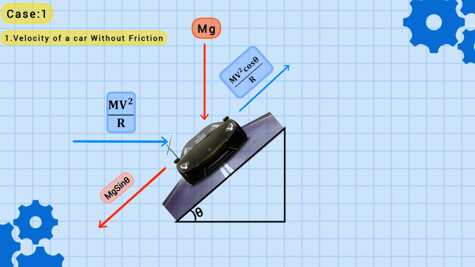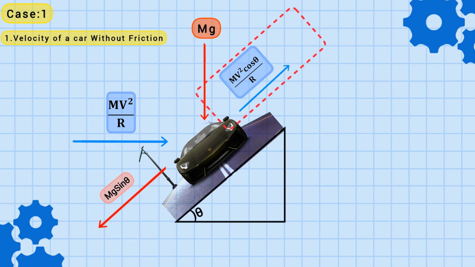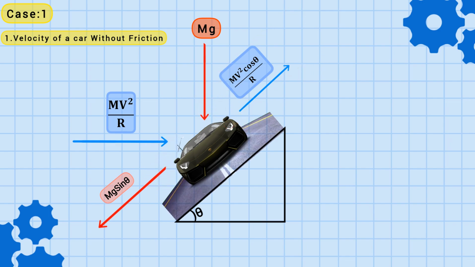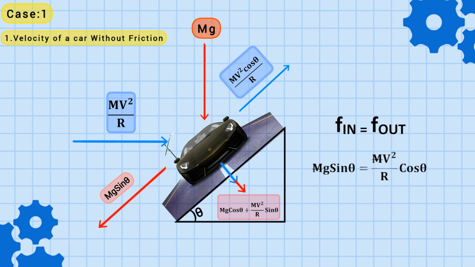Then, by representing the forces with respect to the car, we can see that the outward force is the cos component of the centrifugal force, the inward force is the sine component of the gravitational force. The components which are perpendicular to the road are of no significance as there is no frictional force. So, equating the inward and the outward forces and simplifying them for velocity would give the required equation for the stable velocity of a car moving on a frictionless banked road inclined at an angle theta.